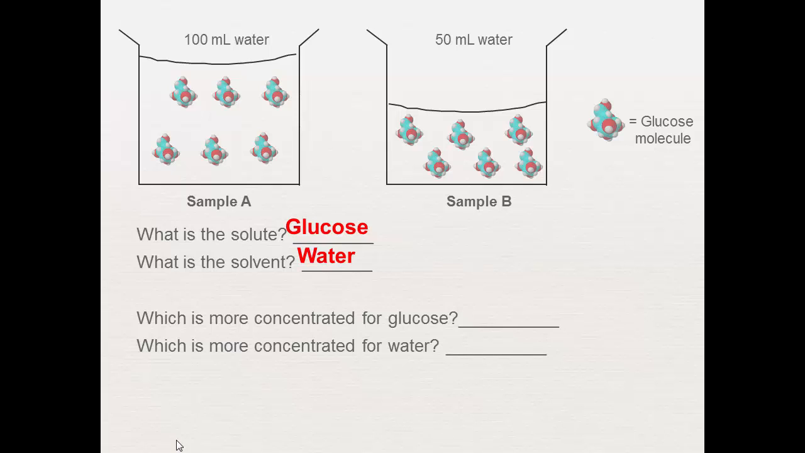What do you think, Sophia? I think they're different because the amount of water is different. So in sample B, there's less water. So that means that with the glucose, it will be more together. And then with the water, it will have more concentrated water because there's more water.